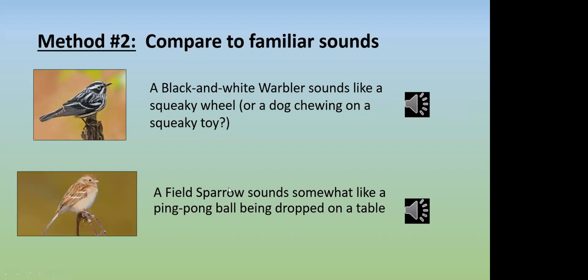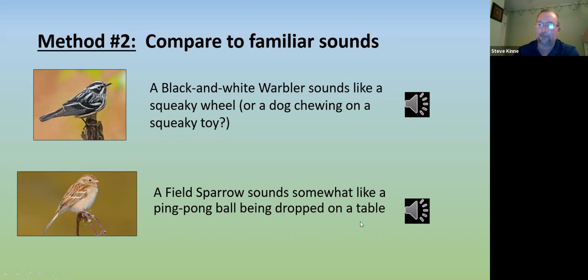Or for instance, a field sparrow. This is one of my favorite ones. I always like to bring a table and a ping pong ball, and have people listen. So see if you can see why this is described as a ping pong ball being dropped on a table.